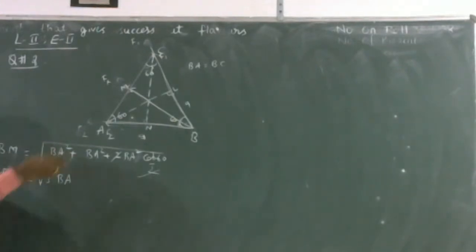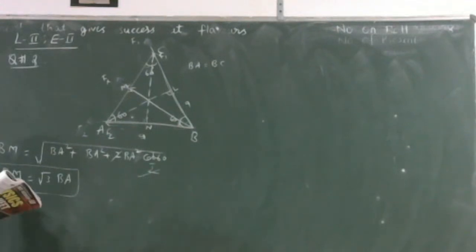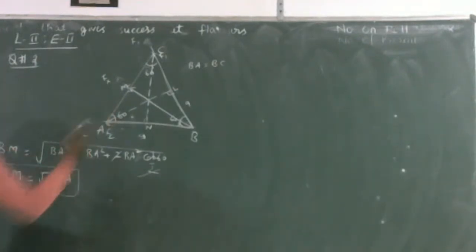Is there any such option? This is the resultant actually. Is there any such option, BM is equal to root 3 BA? No. 2 BM is there, but in terms of BA it is not there. Right? This is actually the resultant. But to represent it in terms of the given options, we have to look for a possible simplification. So if you look at any of these other ways, how can you express it?